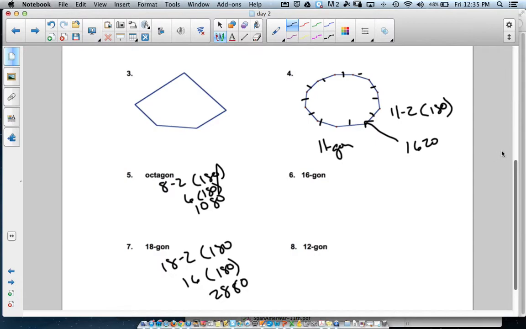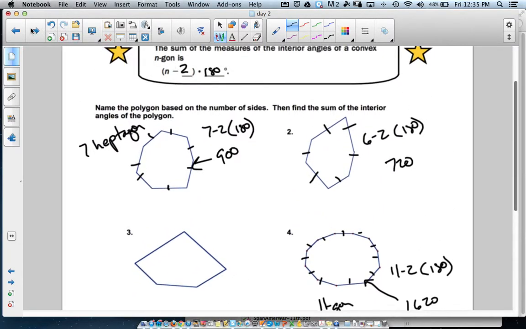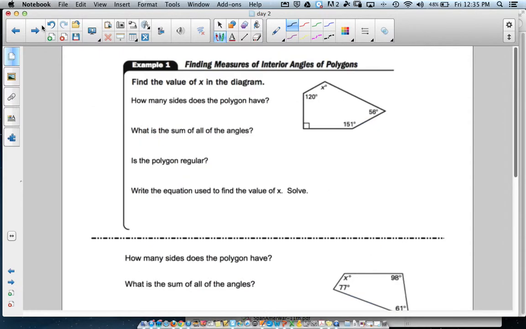Now if you look at this, you have to be careful because these are all convex. They are full figures. They cannot be falling in on themselves. Now we get to the issue where we have the angles of a polygon, but there is one we do not know. First, we need to find out how many sides. 1, 2, 3, 4, 5. There are 5 sides. The sum of the interior angles of a pentagon is 540.